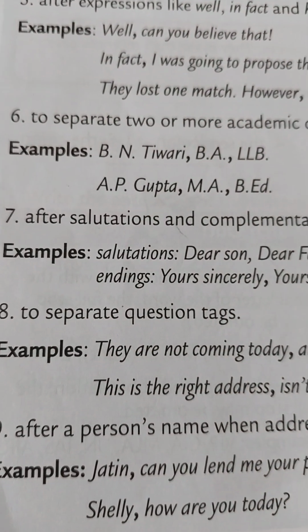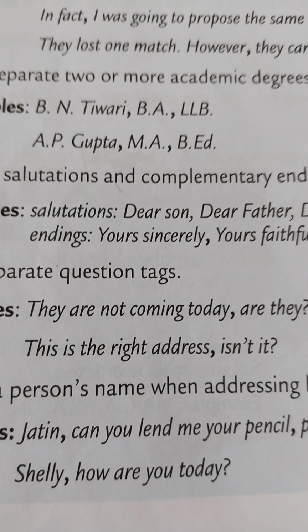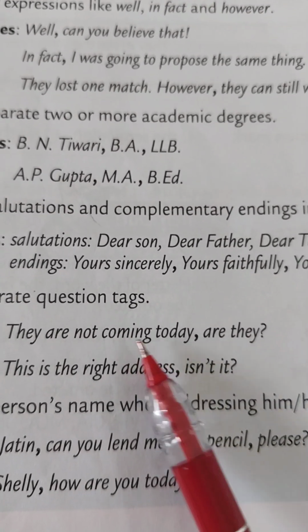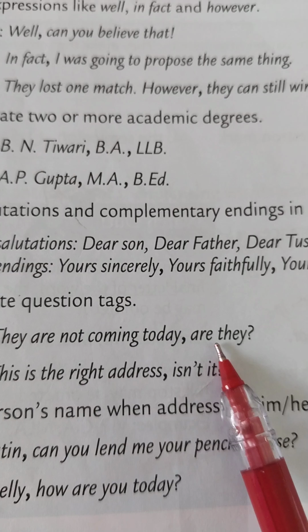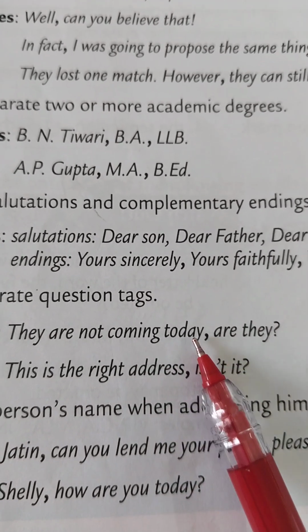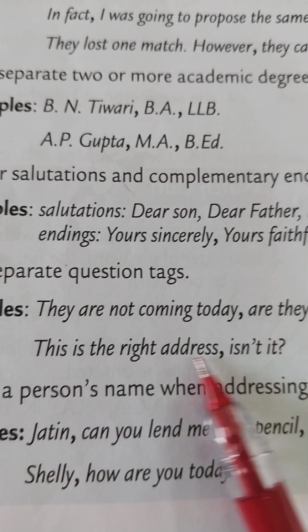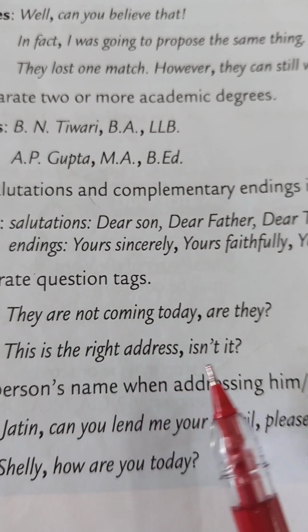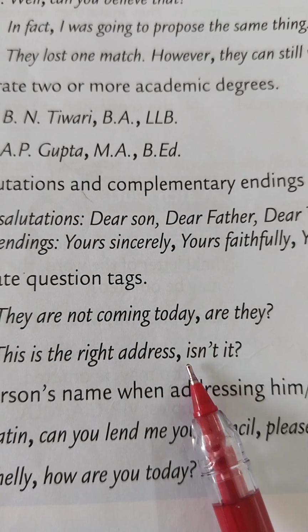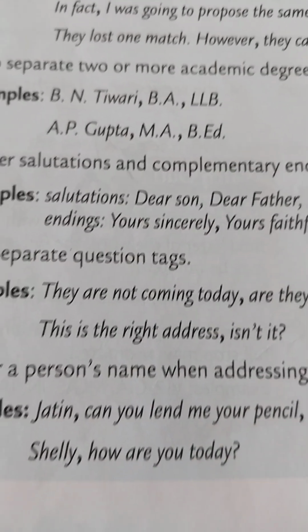Then we put comma to separate question tags. We put comma to separate question tags like, they are not coming today, comma, are they. Now this "are they" is a question tag, and to separate it from the rest of the sentence we have used comma. This is the right address, isn't it? This is the question tag, and to separate it from the rest of the sentence we have used comma.